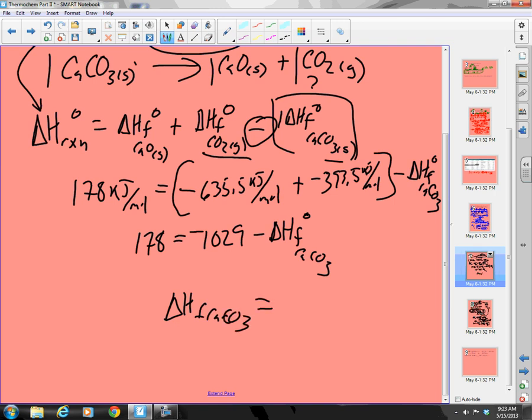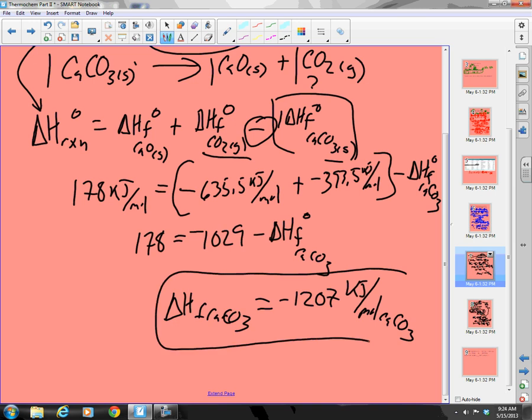I have to add that over there. So plus 178, good. Negative 1207 kilojoules per mole of calcium carbonate. There we go. Got it?